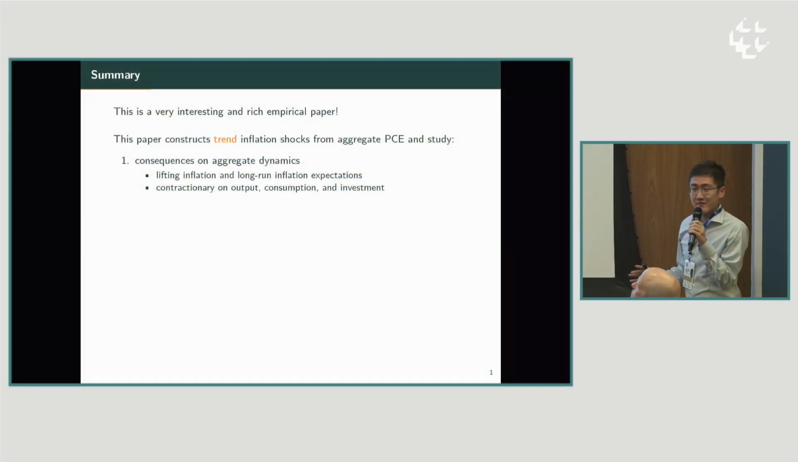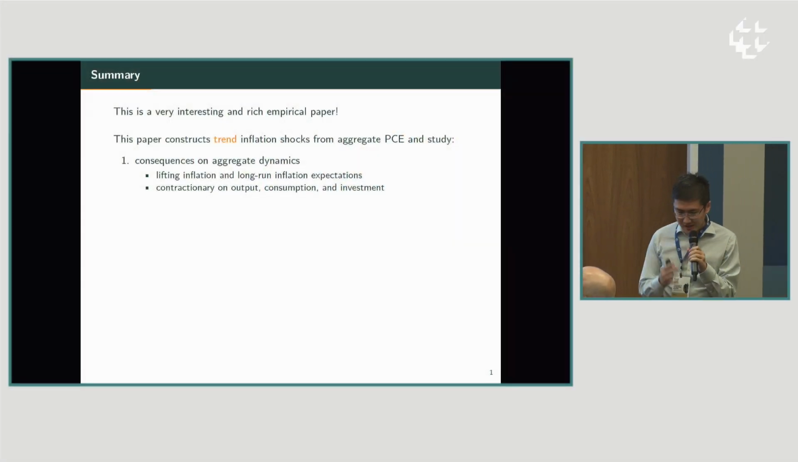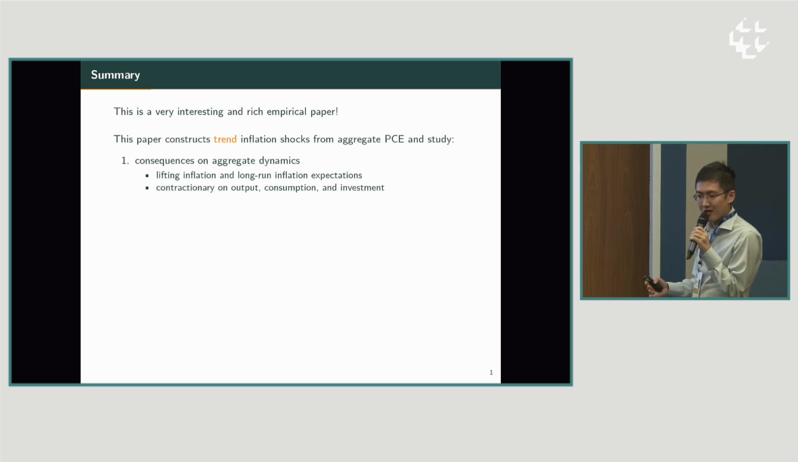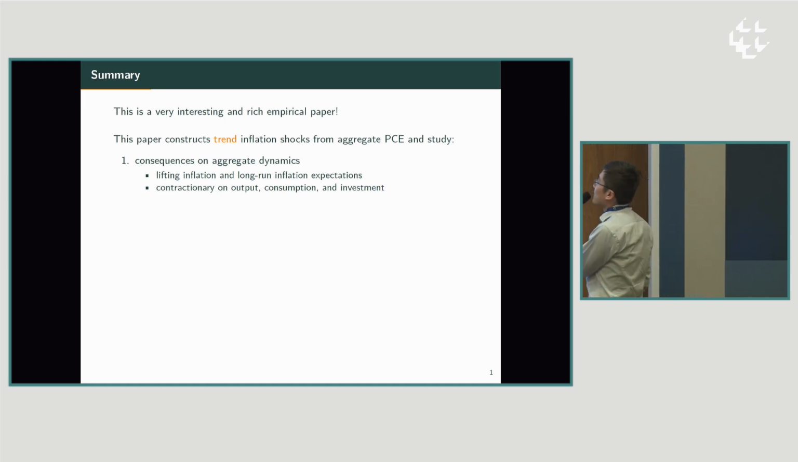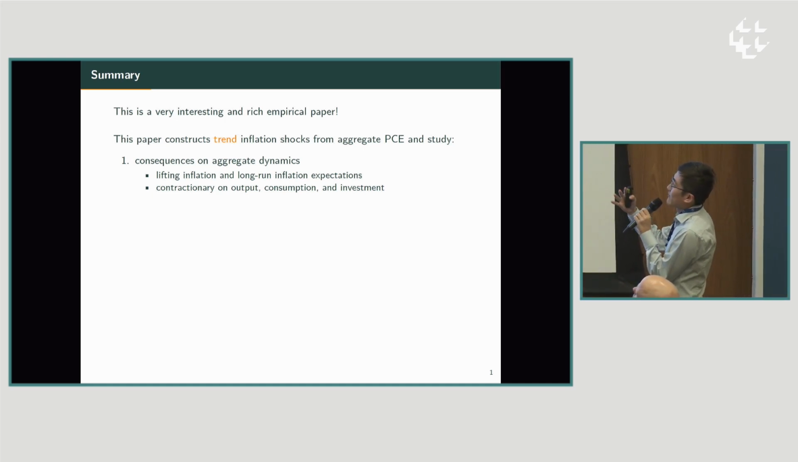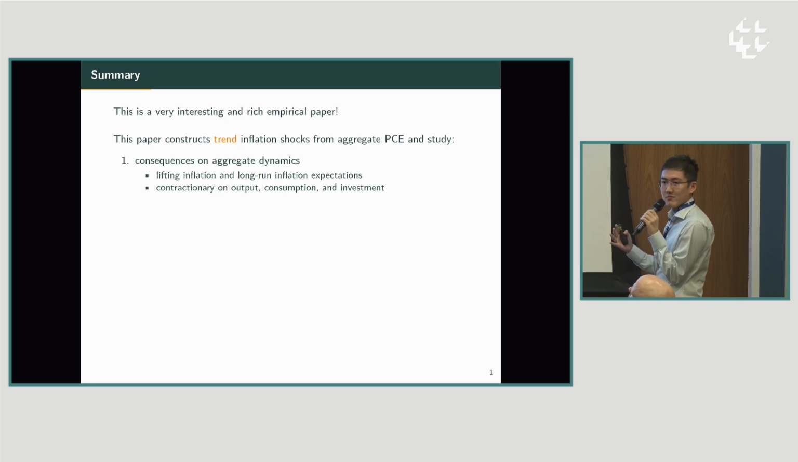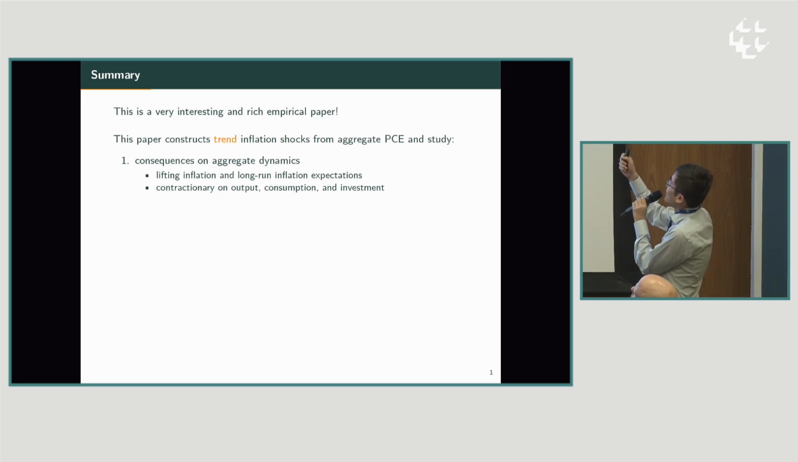So at the very beginning, this is a very interesting paper, which you can tell from Alejandro's presentation has very rich empirical results. Let me quickly summarize what they do and what's new to the literature, and then I will come up with my comments. First of all, they construct the trend inflation shocks based on the Stock-Watson methodology, and then, using aggregate PCE data, they first look at the consequences on the aggregate dynamics.